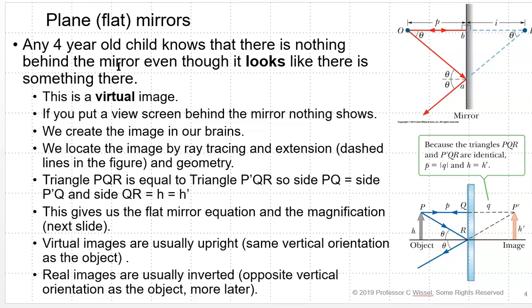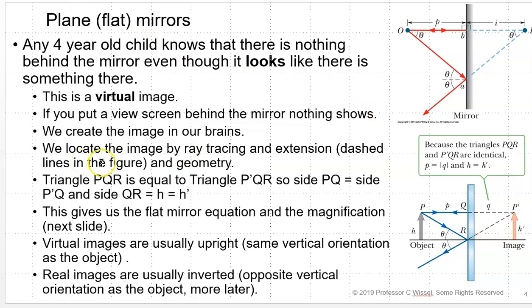It doesn't smell like anything back there. There's nothing back there. Where's the kitten gone? And he very quickly gets bored with it and stops looking for it. What the kitten or the baby saw is a virtual image. What the 4-year-old and the cat know is it is not real. So if you put a view screen behind the mirror, nothing shows.